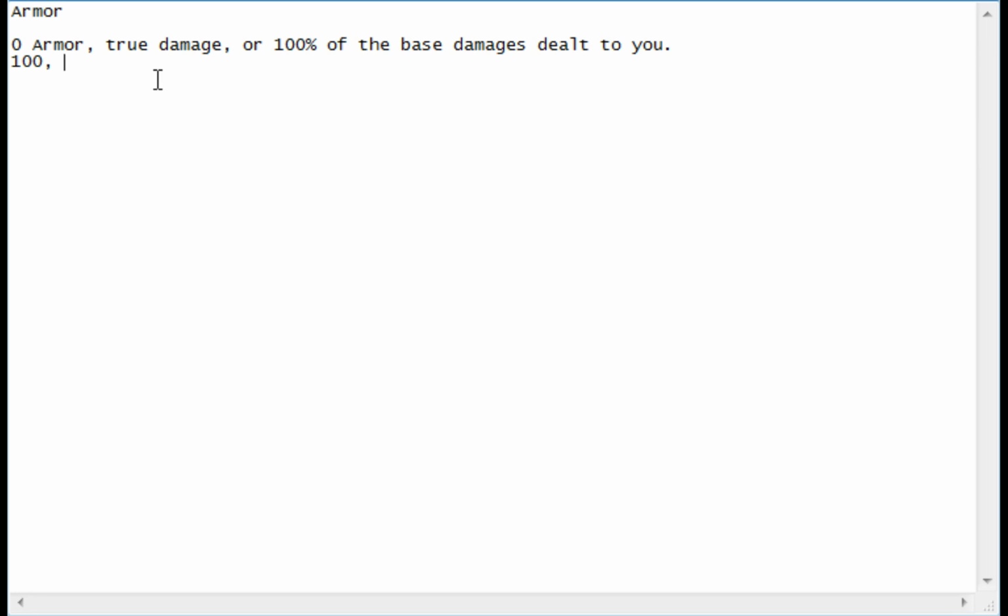So, let's now look at 100 armor. That's no longer true damage. In fact, this value is now 50% reduction of damage, or you will take 50% of the damage.